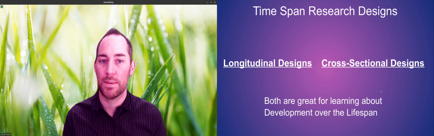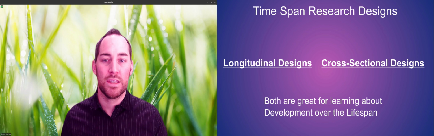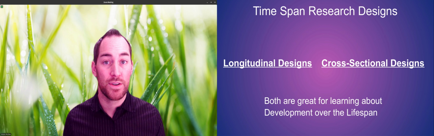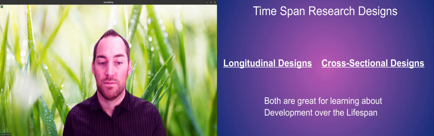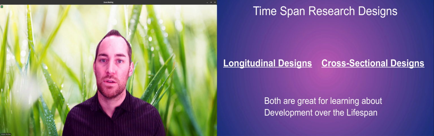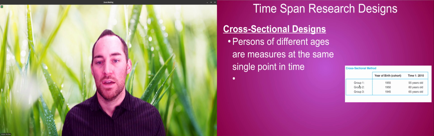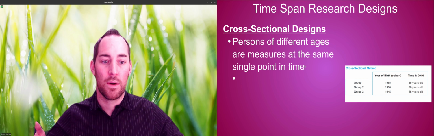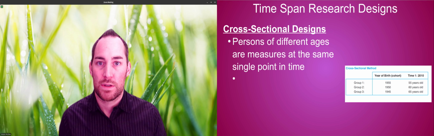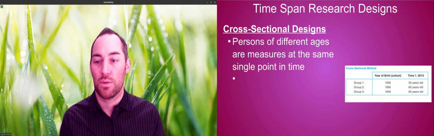So let's move on to time span research designs, longitudinal designs, and cross-sectional designs. While these can be used in, say, experiments as well, I've done experiments that are also longitudinal in their design. You can do cross-sectional designs too. These ones specifically are really good to learn about development over the lifespan. For a cross-sectional design, today I would go out and get a group of 5-year-olds, 10-year-olds, 15-year-olds, and I would check maybe their memory capacity today. So that's a cross-sectional design.